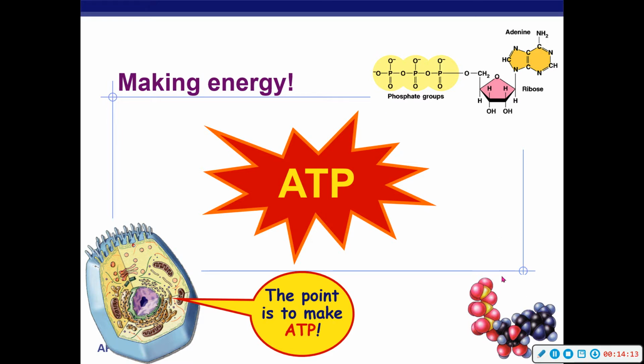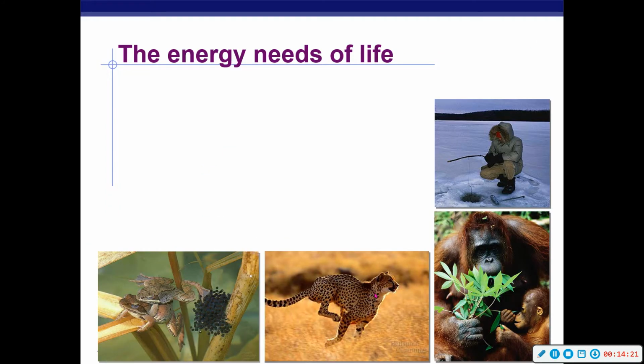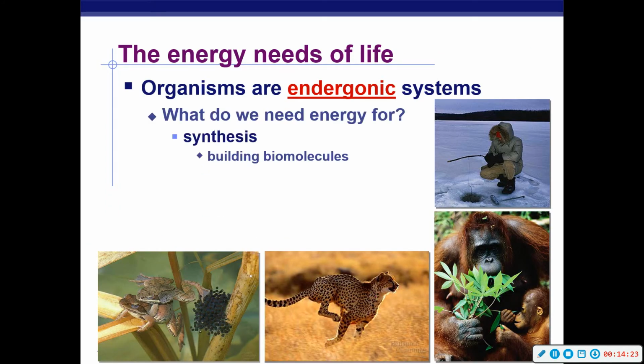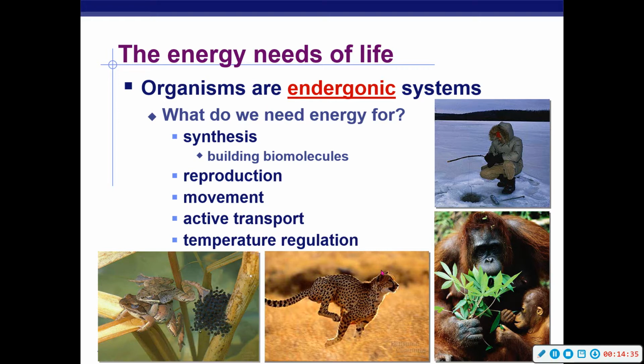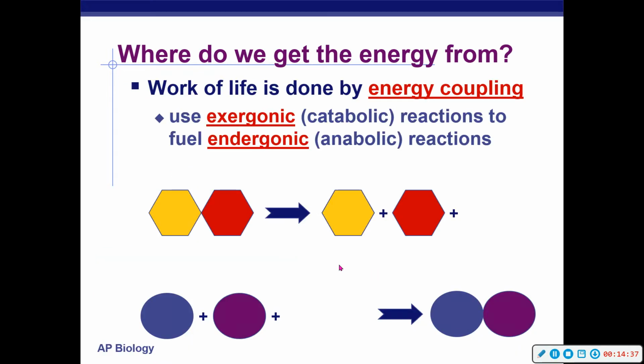Here's kind of a space-filling model of ATP down here, and a reminder that we make ATP in the mitochondria. That's called cell respiration when we do that. So we need energy for all these different things: building molecules, reproduction, movement, active transport, temperature regulation. That's going to come from ATP.